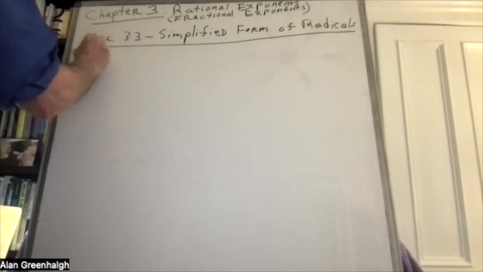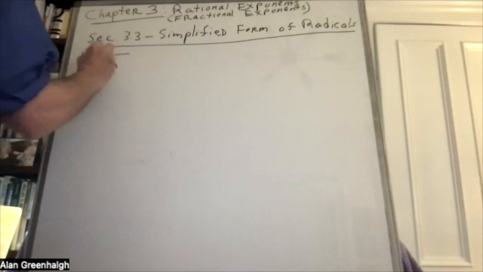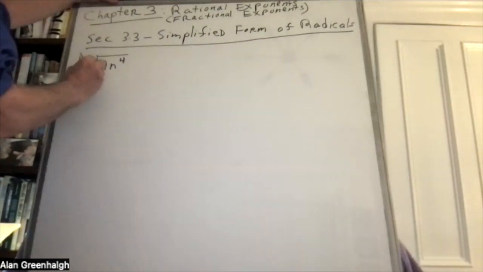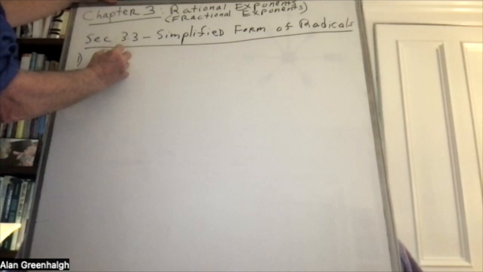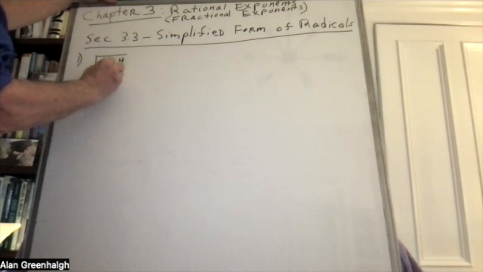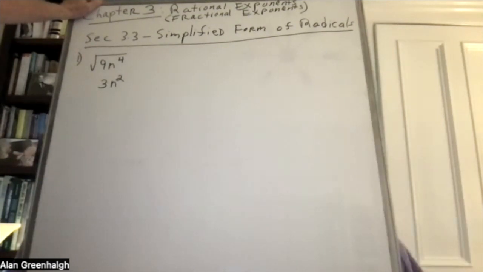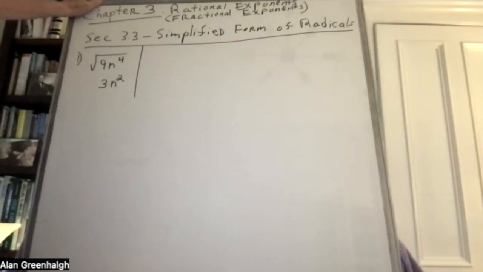Problem number 1. The square root of 9n to the 4th. Okay, write down what you think the answer is. This is the same thing as the square root of 9, which is 3, and the square root of n to the 4th, which is n to the 2nd. Right? Any questions?